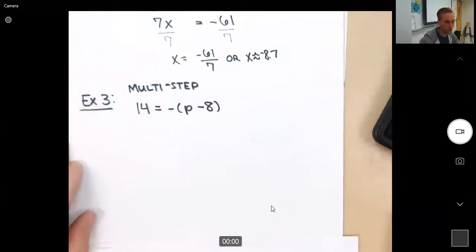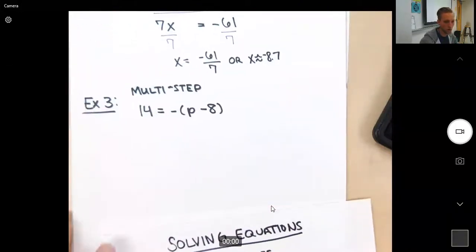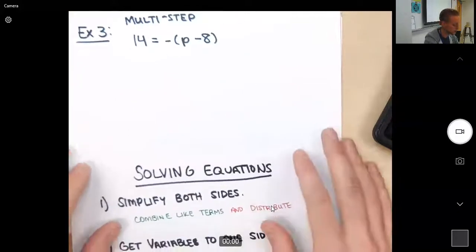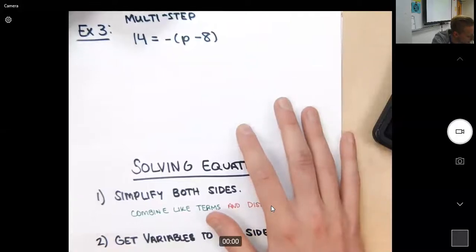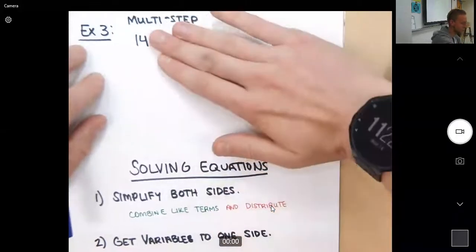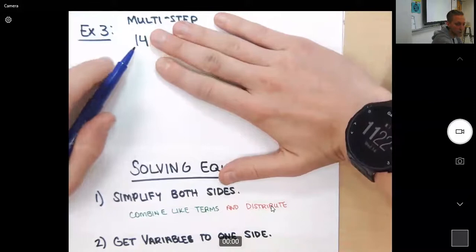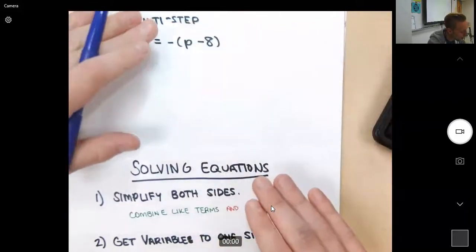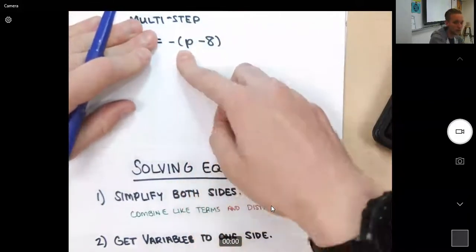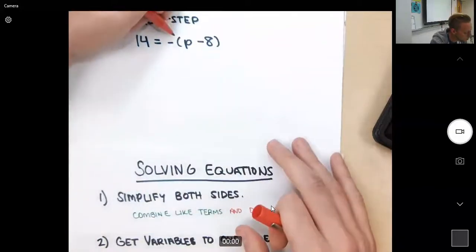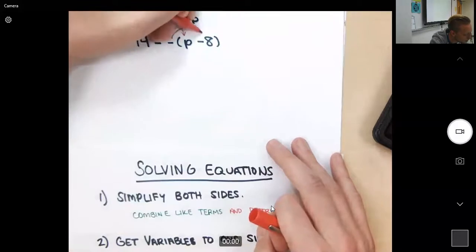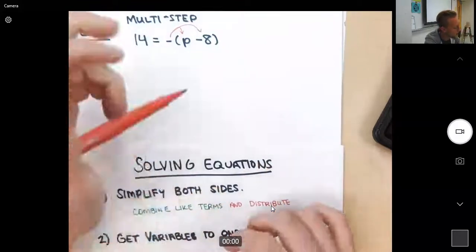All right, let's talk about multi-step. So multi-step, we're going to ask the exact same questions here. Are both sides simplified? And so I'm going to cover up the left-hand side. Well, that's the only term there. So of course, yes, that is simplified. The right-hand side, though, we now have parentheses, which means I need to distribute. So I'm going to distribute this negative 1 to both p and negative 8.